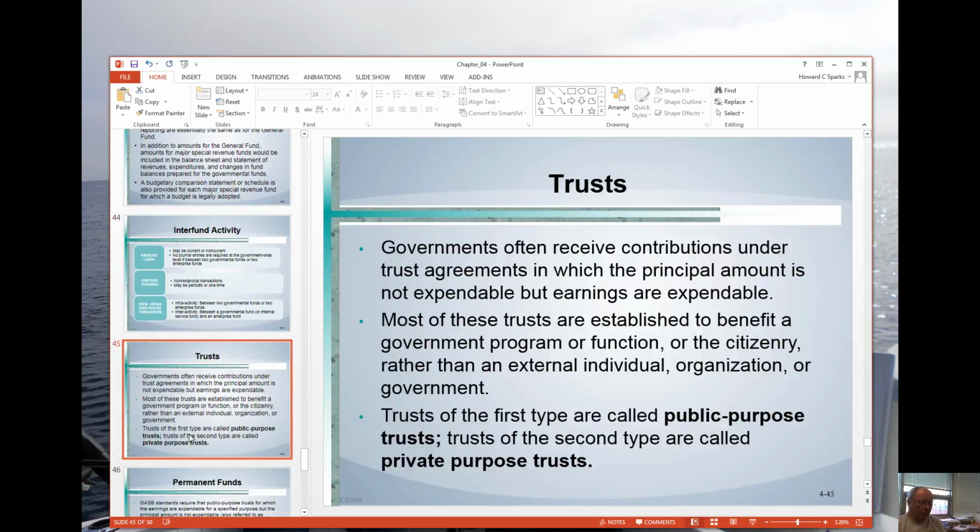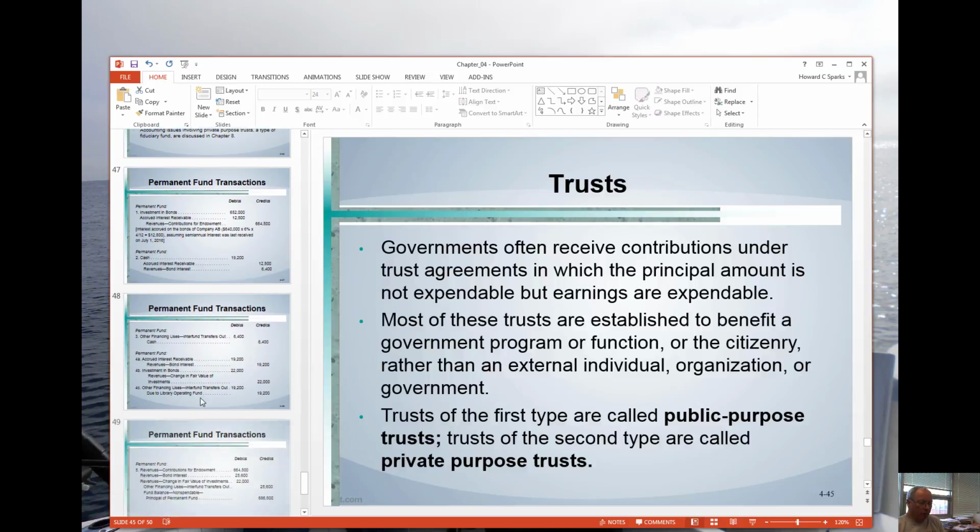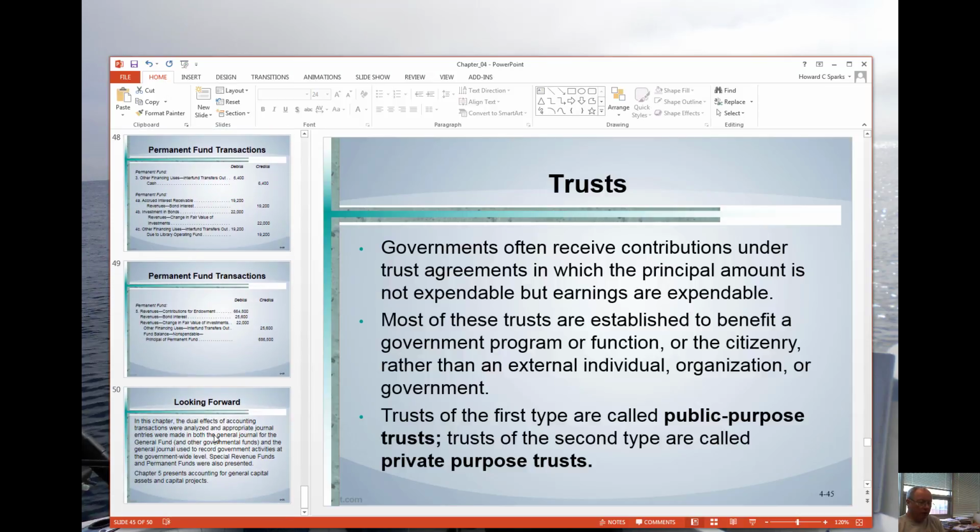Interfunds, we're not going to talk about trusts yet. Permanent funds, we're going to skip all the permanent fund transactions. And so that's it in a nutshell. So we'll go ahead and close this out.